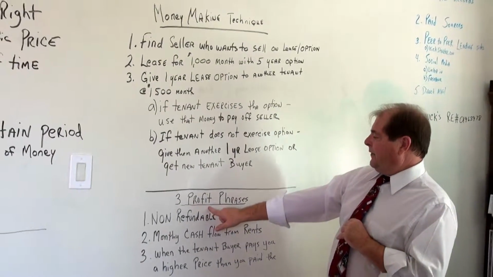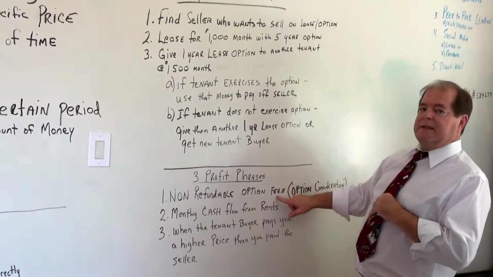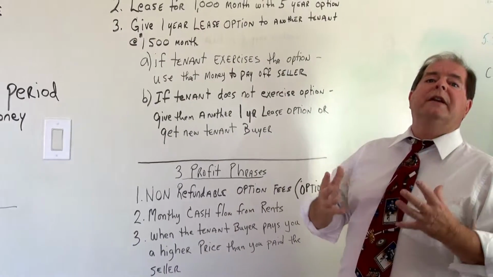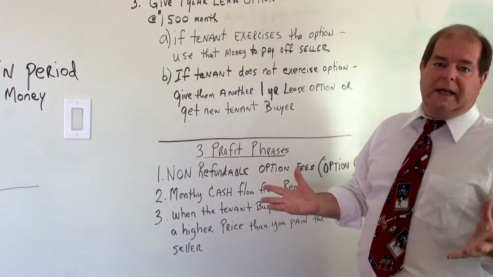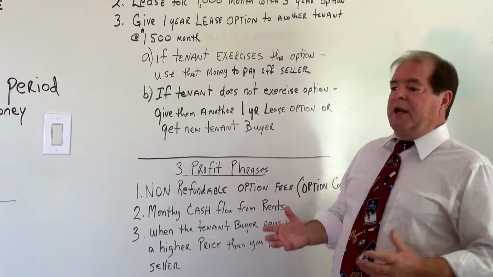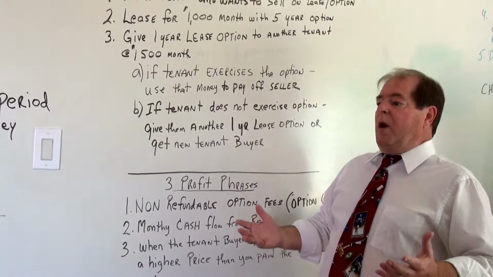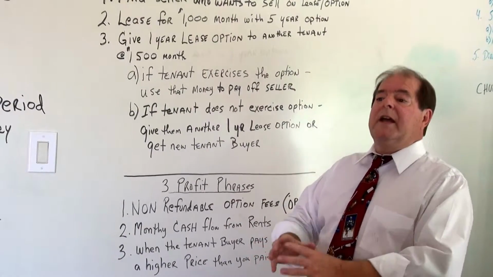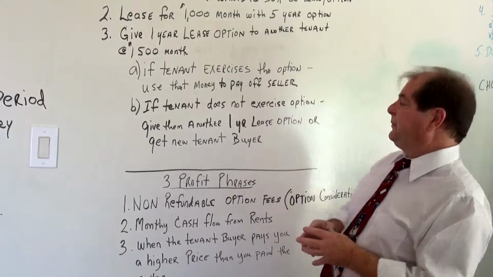The 3 different profit phases are, first, non-refundable option fees. This is your option consideration. When you give an option, you have to give consideration for that option. Most of the time it's money. However, you can also put other things up. Let's say you don't have any money, but you can manage the building. Let's say it's a 20-unit apartment building you got the option on. Well, you can become the manager and do the manager work for free, so to speak. That's your option consideration to the seller or the landlord.